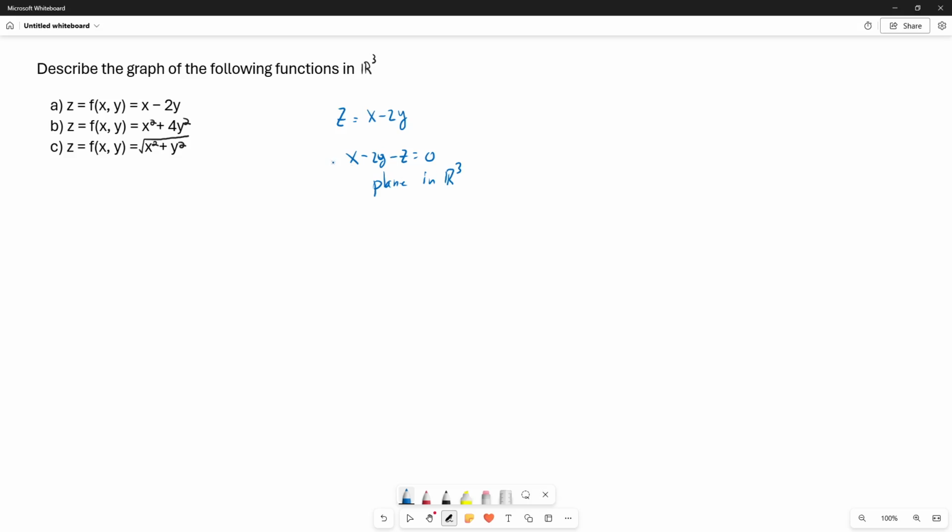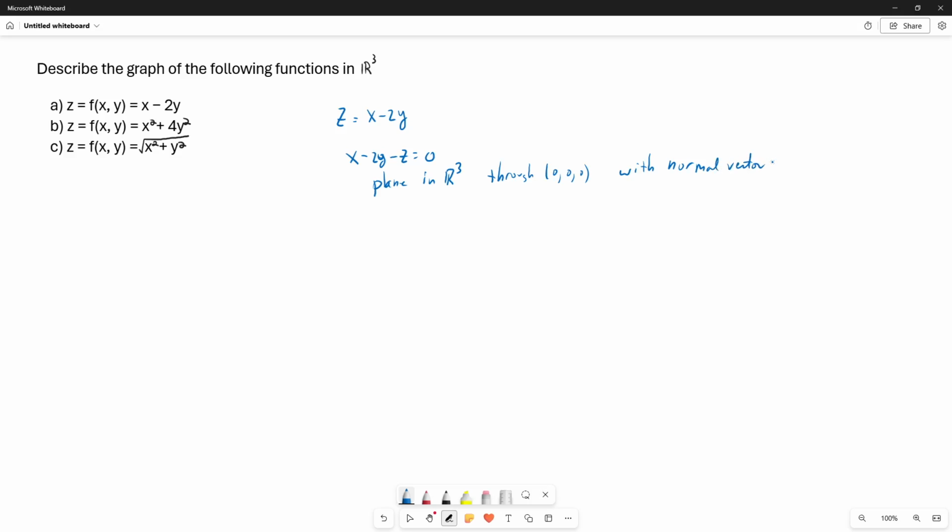It goes through the origin. If x and y are 0, then z is 0, so it goes through the origin. And it has normal vector 1, negative 2, negative 1.